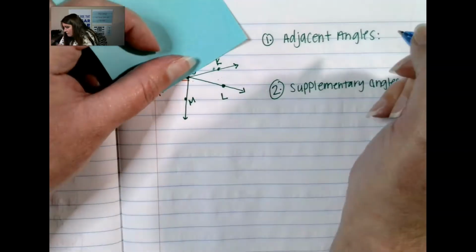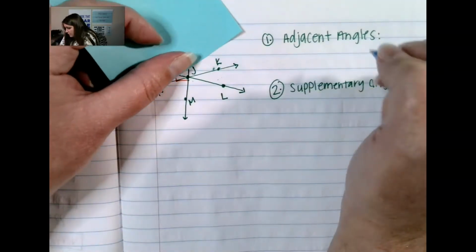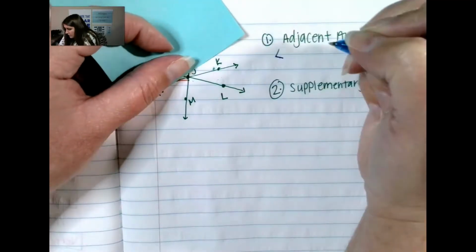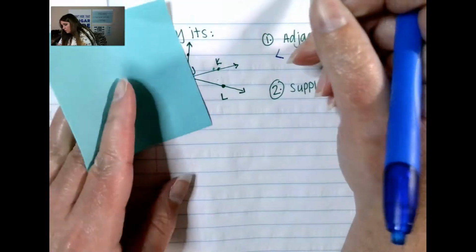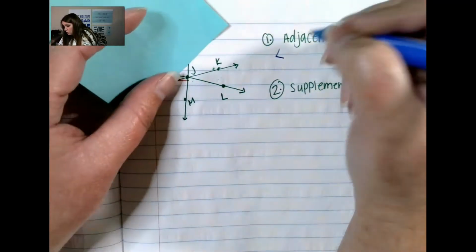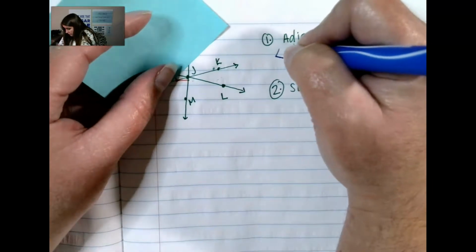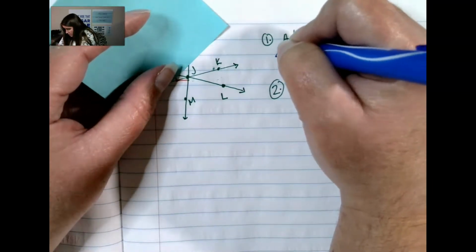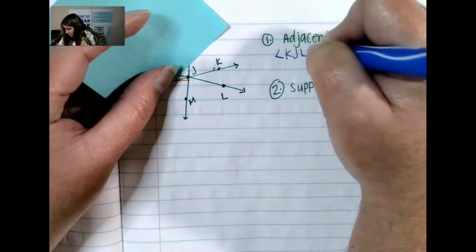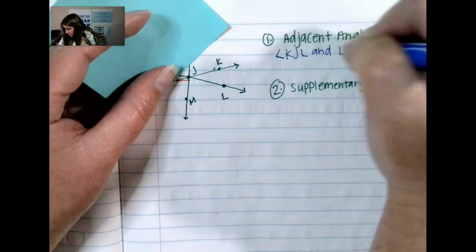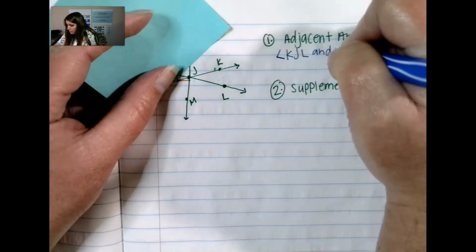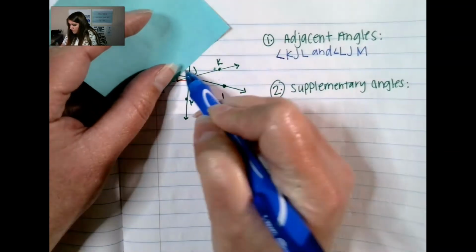So I'm just going to pick this last one that I landed at. You can pick any of the ones that I have shown. Oh, I didn't even show this one right here. You can choose any of those. Angle K, J, L, and L, J, M. So right here and here.